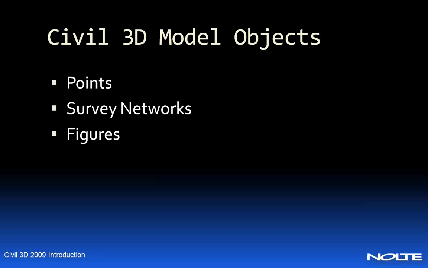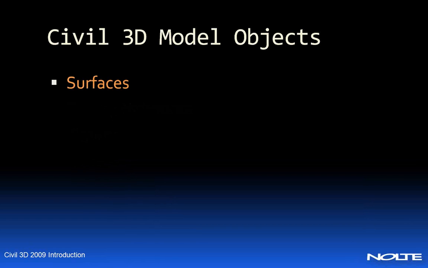Not mentioned in this because it's not saved in the drawing is Civil 3D does also create an external observation database file of all the survey observation data. But I'm kind of focusing this outline or this listing on objects that are within our drawing file.